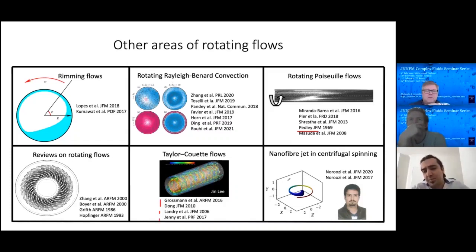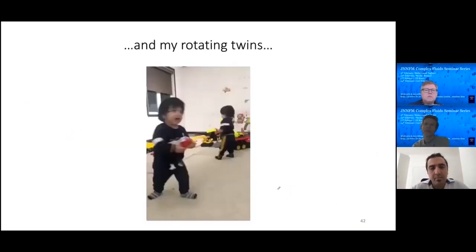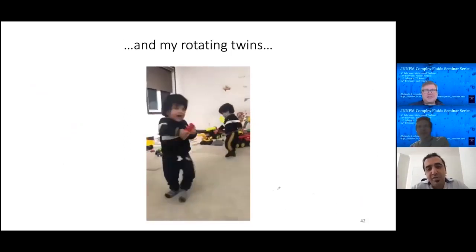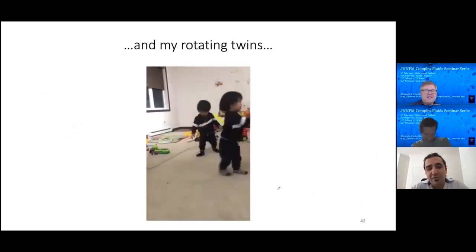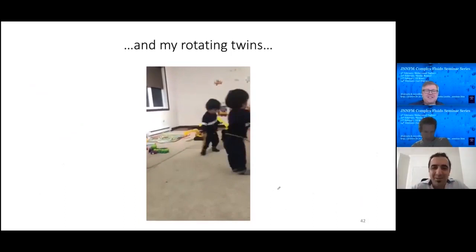A different context, but still relevant in terms of the dimensionless numbers, could be jet flows due to rotation, which is an area that my PhD student Suran Nuruzi and I have worked on. And there are a lot of very interesting spiral motions of these flows published in our recent papers. And also, for me at least personally, there is an interesting area where I'm studying my rotating twins. So I have a lot of discoveries, but I will make them clear in my next presentations.